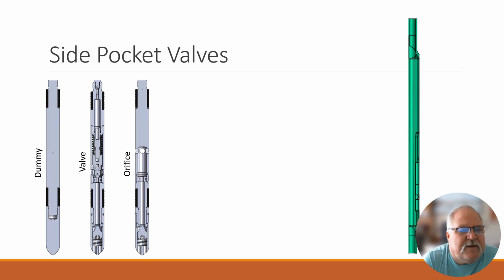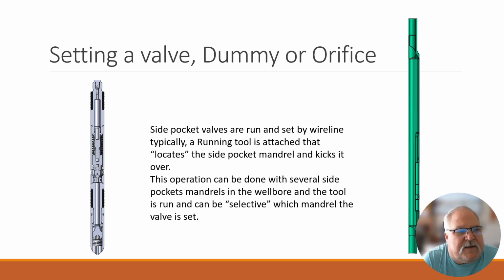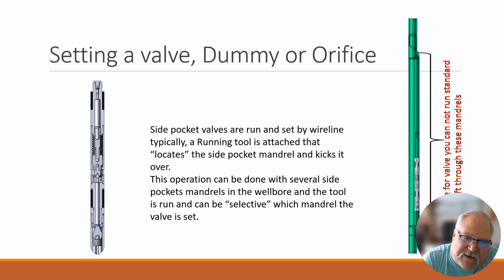So now, setting a valve: side pocket valves are usually run and set by wireline. You can see here I have a tool with wireline that runs down and gets kicked over. That valve is then pushed over to the pocket, hammered down and set in that pocket with a latch that unfortunately I'm not showing here, but that latch holds on. Then the tool shears off and leaves that valve there.